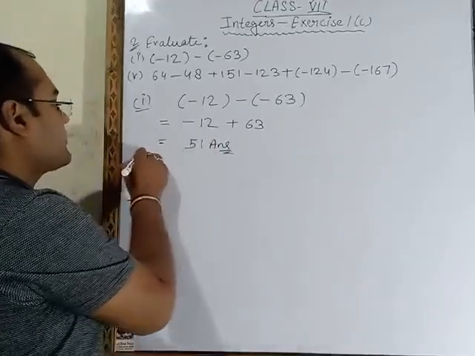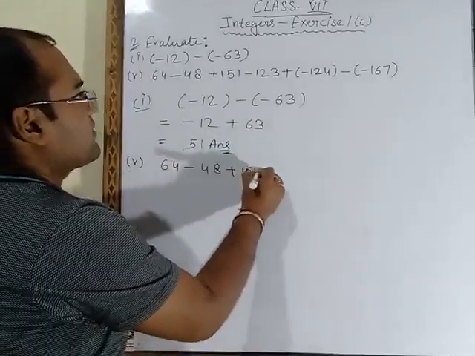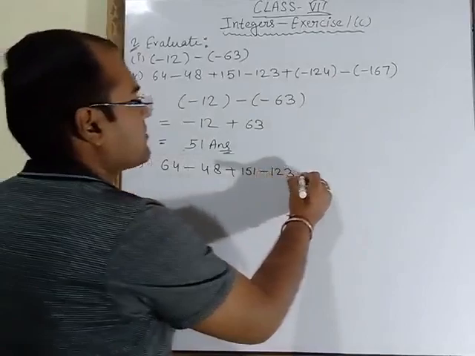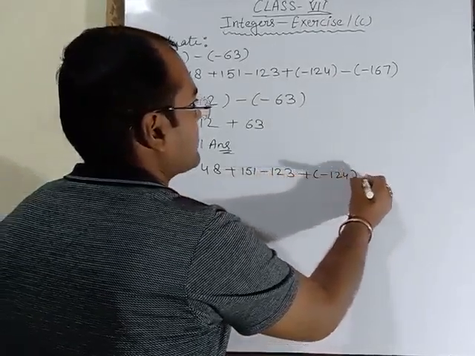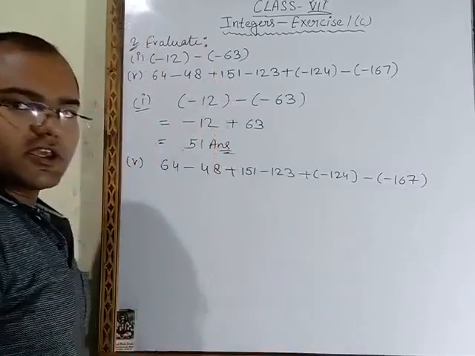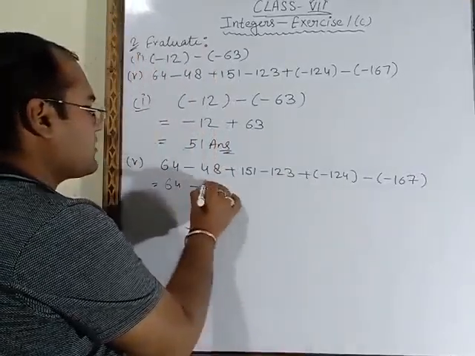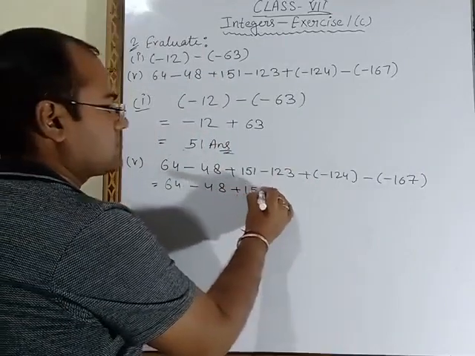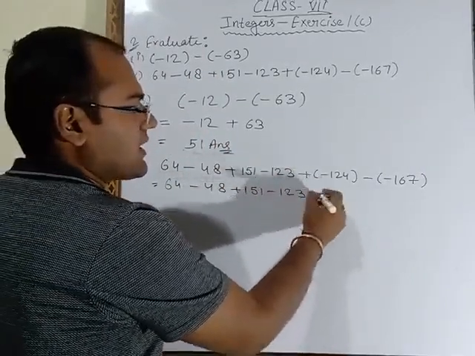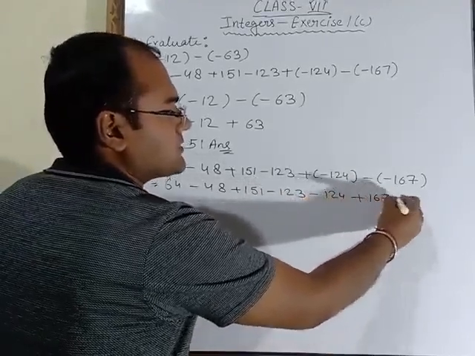Now see the fifth part. 64 minus 48 plus 151 minus 123 plus minus 124 minus 167. This is the question. Here we have to solve the brackets first. So these numbers we have to write as they are. Plus and minus will be minus. Minus and minus will become plus.